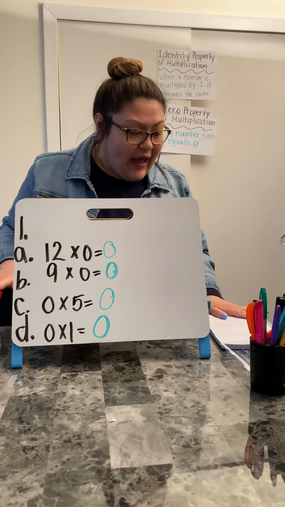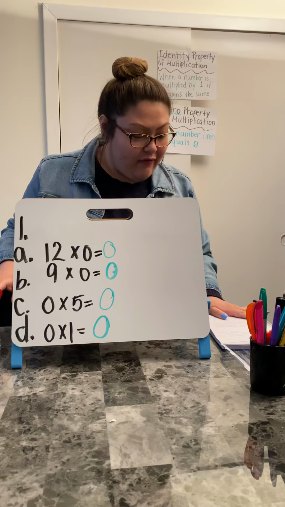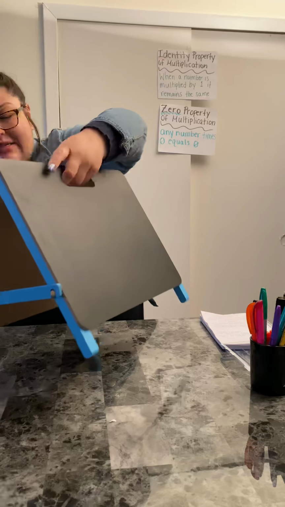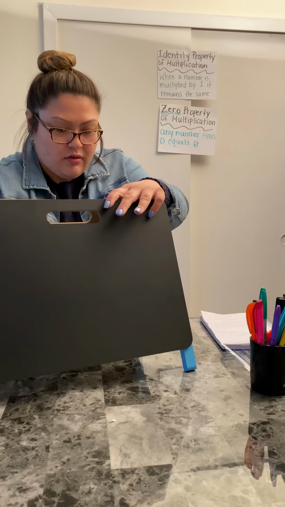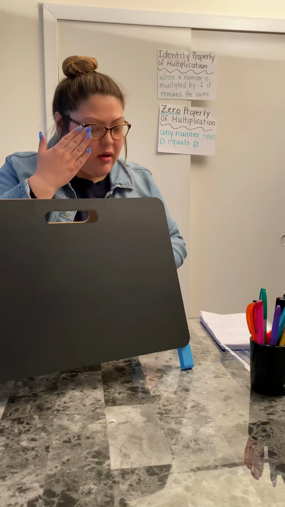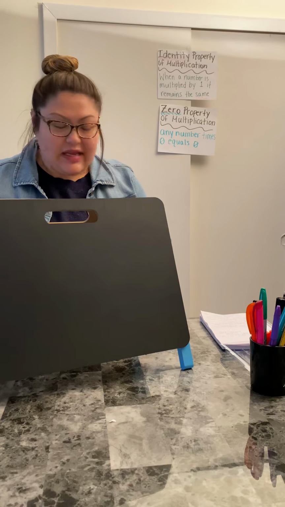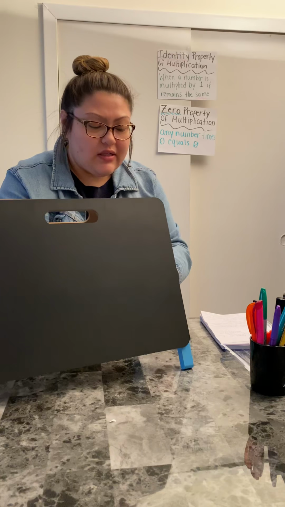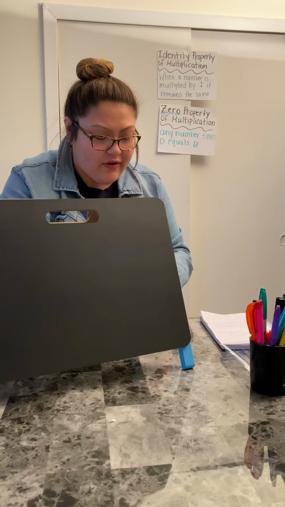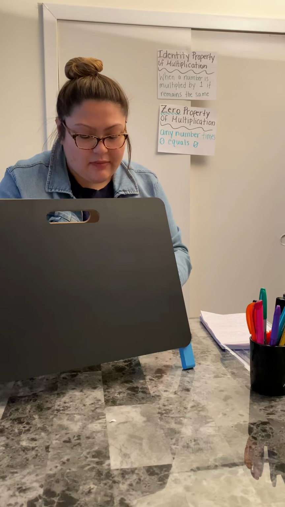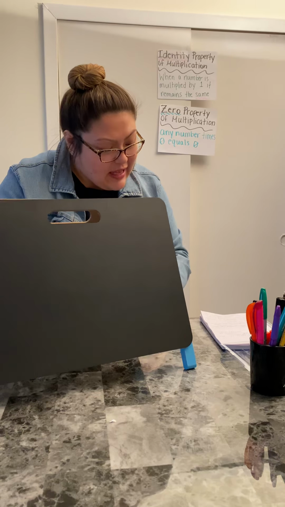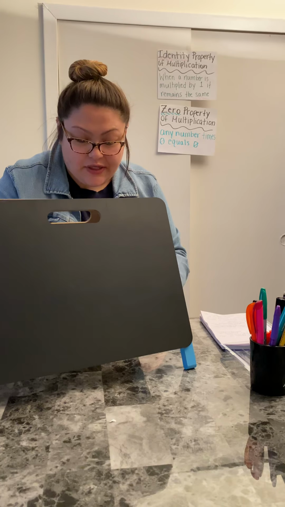Okay, so let's look at number 3, E, F, G, and H. I'm going to clear my board while you get to that section. So, letter E says 12 times 1. Letter F says 9 times 1. Letter G says 1 times 5, so they switched it up.